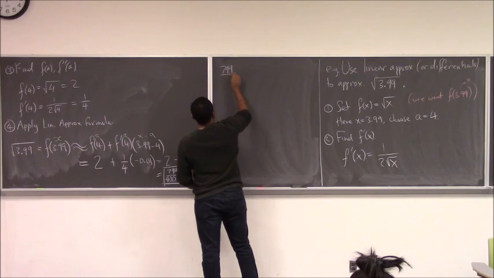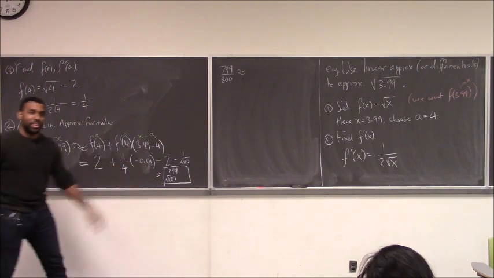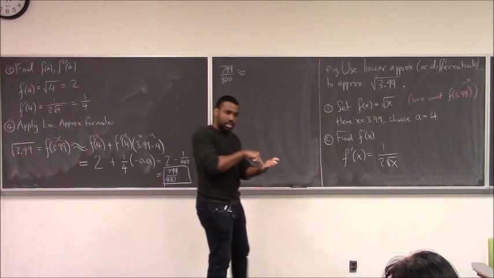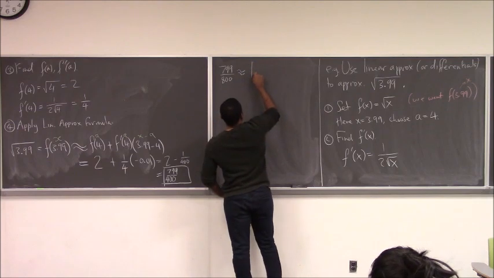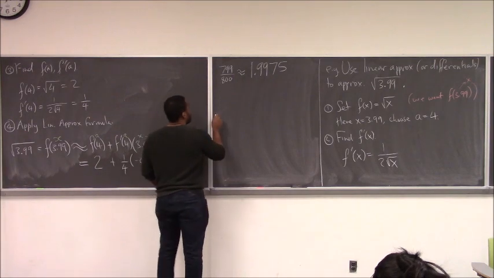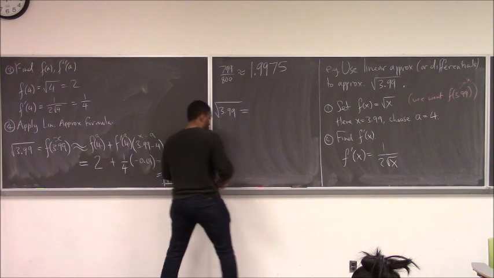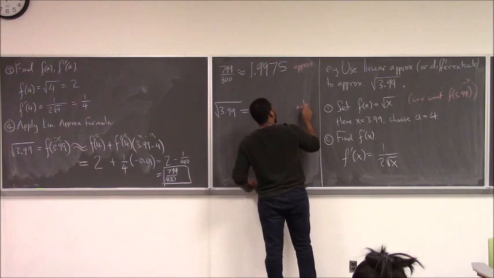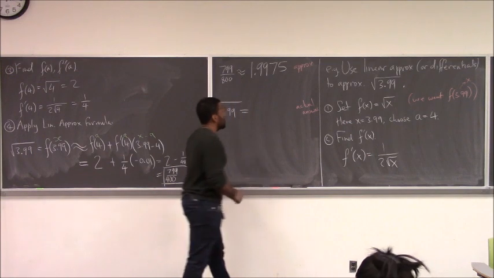Now, what is that actually? Not in a quiz or an exam, so you can pull out a calculator. Can someone tell me what that is? Actually, type that in. 799 divided by 400, tell me what you get. 1.9975. Okay. Now, if you plug into your calculator the square root of 3.99, this is the approximation, and this is the actual answer, complete to however many decimal places your calculator goes up to. What is the calculator telling you?